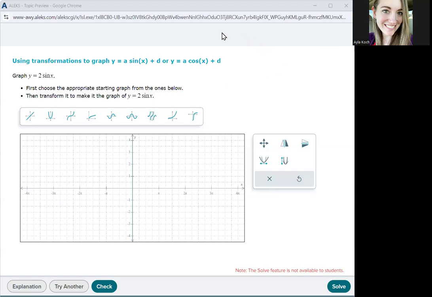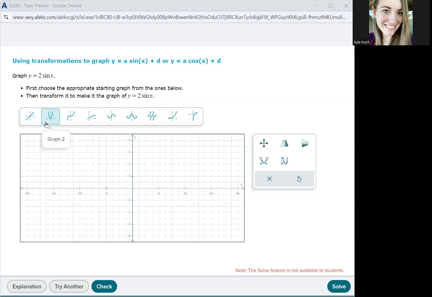All right, using transformations to graph a function. This is a little bit different than sketching a function. I did another video on how to use the sketch a function tool. Using transformations to graph is a tiny bit different. The way it works is you're given some options of different base graphs, and you need to pick the correct base graph. So you need to know what the graph of sine looks like in its base form.